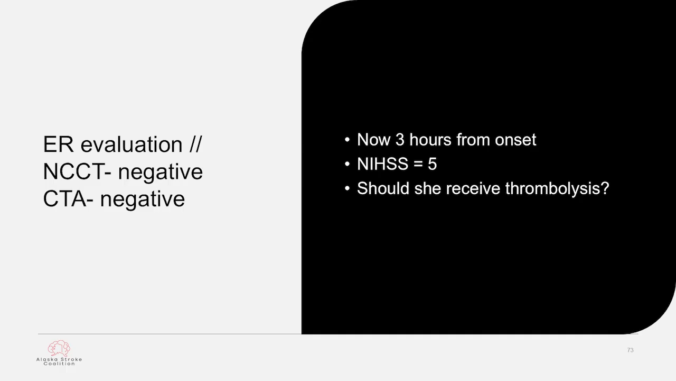Okay. Here we have additional information. When the patient reaches the ER, we now have some imaging done. We see a negative non-contrast CT. We have a negative CTA. It is now 3 hours from onset. We have an NIH stroke scale score of 5. Should we be considering thrombolysis?